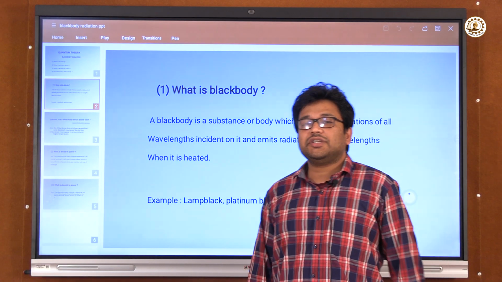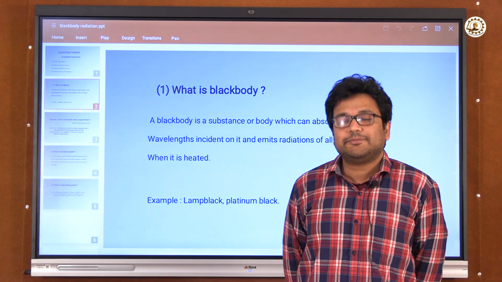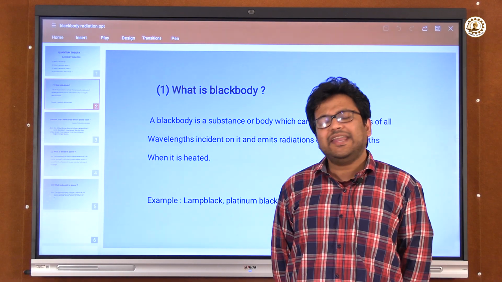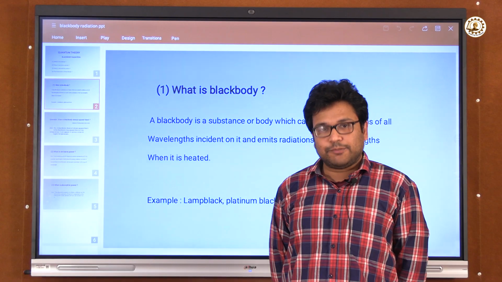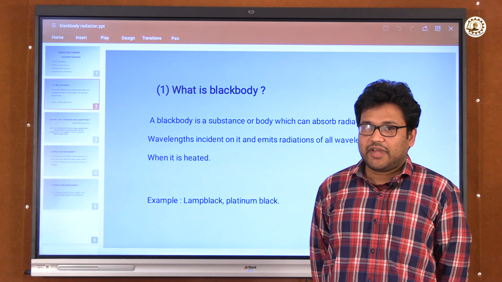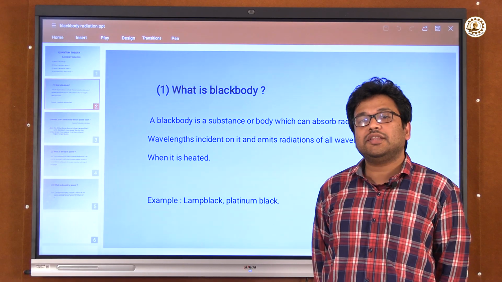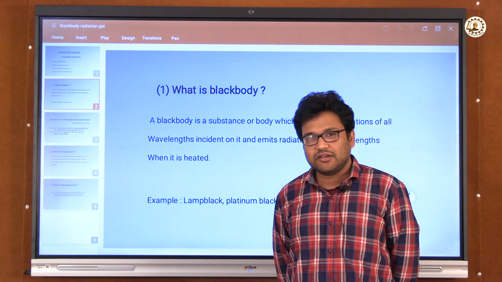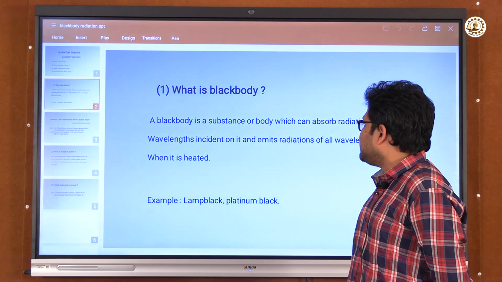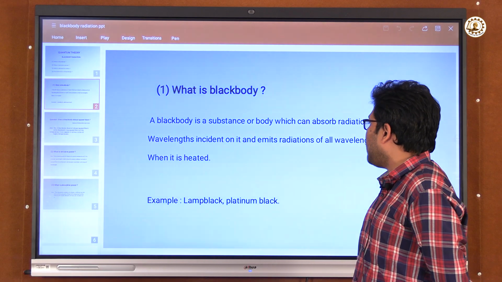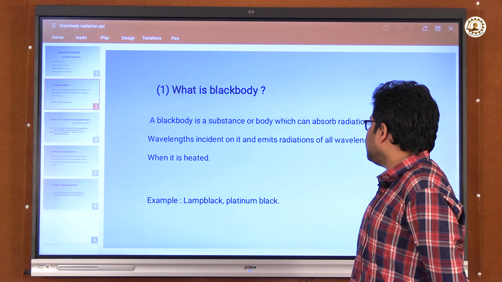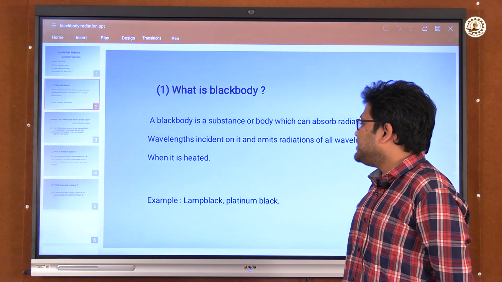So the first question that comes to our mind is, what is a blackbody? A blackbody is any kind of object or substance which can absorb all the radiations incident on it, and it can also emit radiations of all possible wavelengths when it is heated. A blackbody is a body which can absorb radiations of all wavelengths incident on it, and it can also emit radiations of all wavelengths when it is heated.